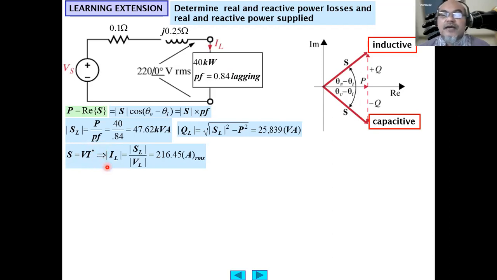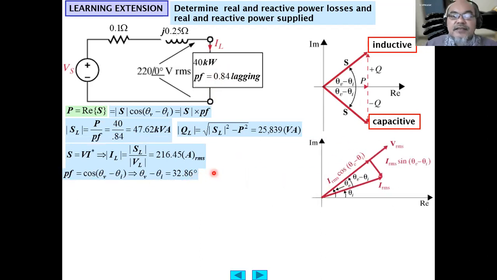Since we know that complex power equals the voltage times the conjugate of the current, we can now calculate the magnitude of the current, which equals the magnitude of the complex power divided by the magnitude of the voltage at the load: 47.62 kilovolt ampere divided by 220 volt, and we obtain 216.45 ampere. Since the power factor is 0.84, theta v minus theta I equals arc cosine of 0.84, which is 32.86 degrees.